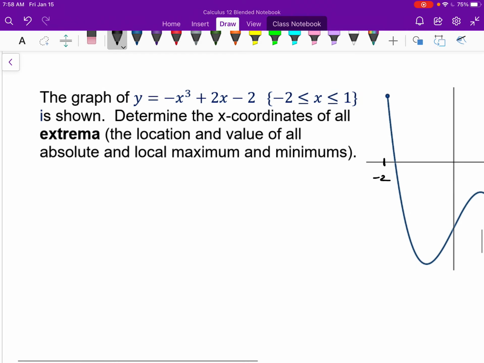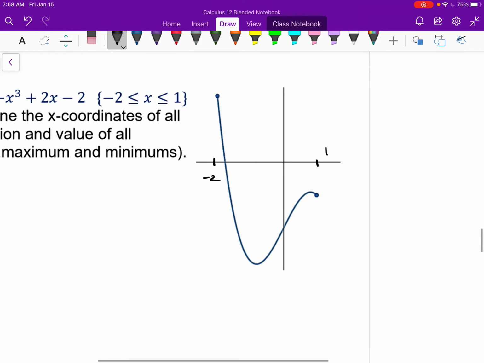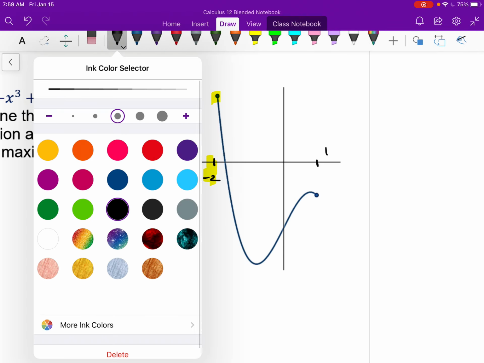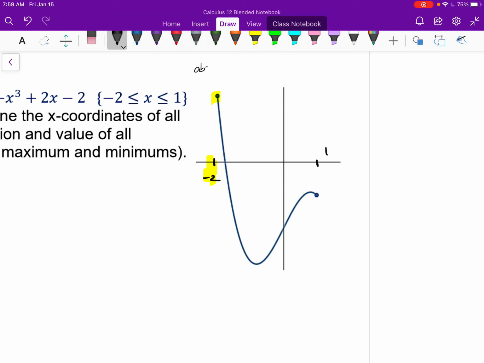So what am I asking? Determine the x-coordinates of all the extrema. Extrema is a fancy word for the location and values of absolute and local maximums and minimums. It just means the extreme values, essentially. So I can just tell by looking at this. Now, don't assume I'm always going to give you a graph, but I can tell right here at negative 2, that's the absolute max. Now, obviously, a good question would be, what if I didn't give you the graph? Well, I want to show you. But I can just see right now that's the absolute max.